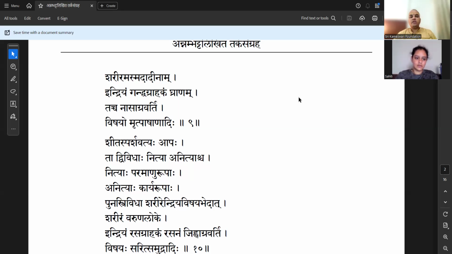Vishayah Mrit Pashanadihi. So then what are the Parthiva Vishayas? What are the elements of Prithvi? They are like Mrit, that is soil, Pashana, stone, and so on. So whatever we call earthly matter, they are all the Vishayas of Prithvi.